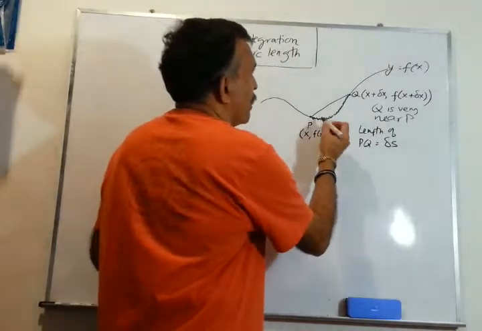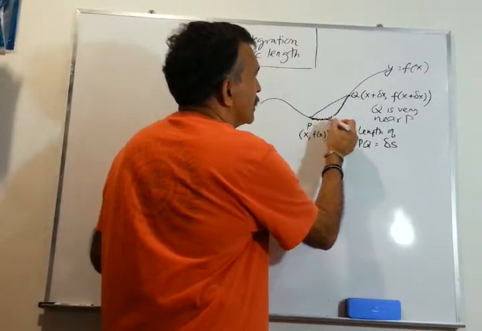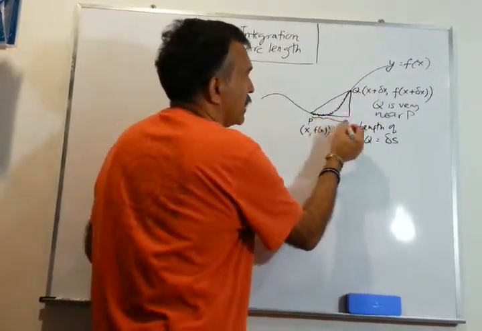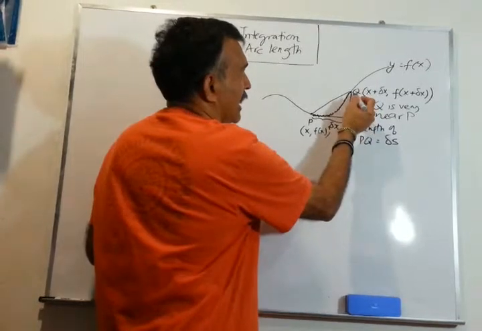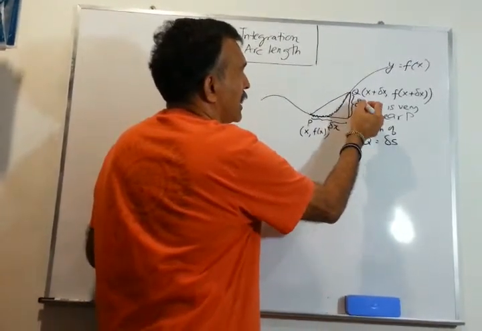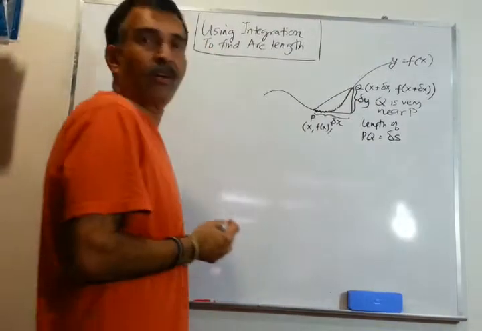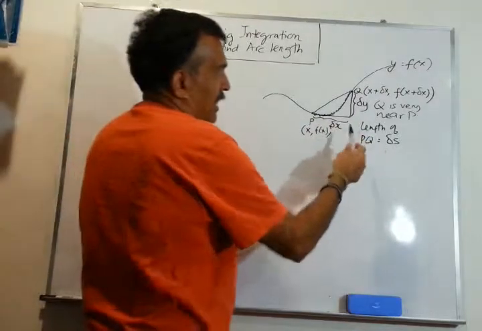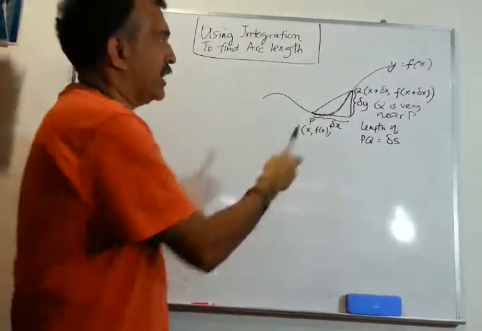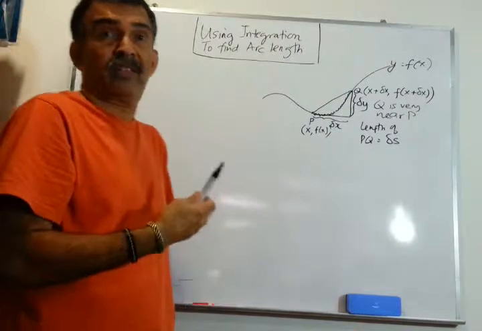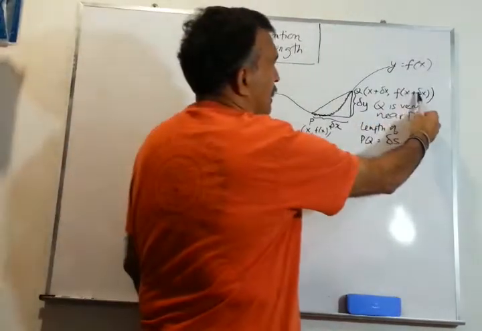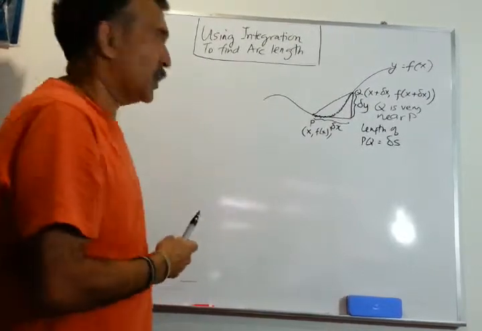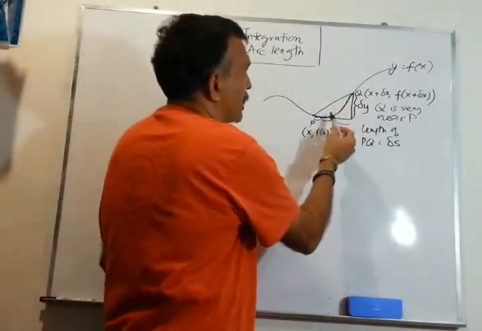So now what we can do is, we know this distance and this distance. This one here will be delta x, and this one here will be delta y. There is no problem there, because delta y will just be the difference in the y's. So f(x plus delta x) minus f(x) will give you the change in y, and we'll call it delta y.